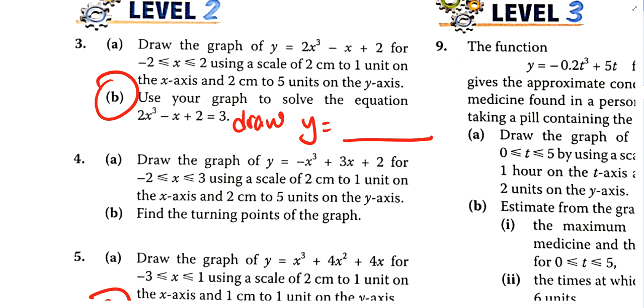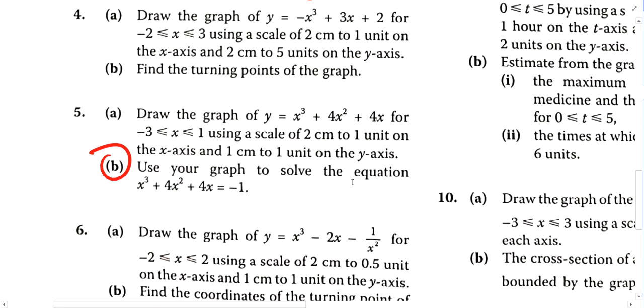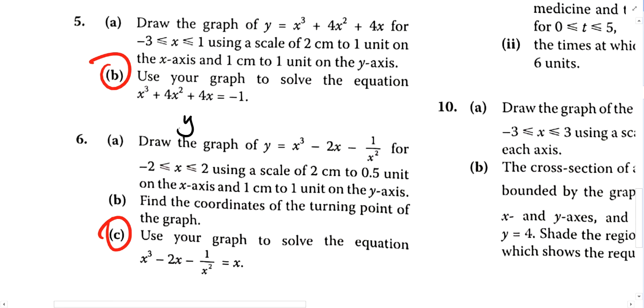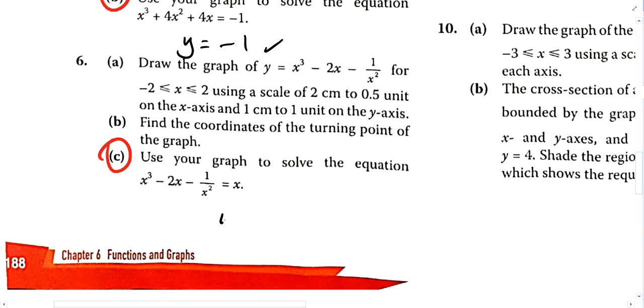But what should we be drawing? Y equals to 3. Okay, next. Draw the graph of y equals to -1. Okay. Part C. What should we draw? Y equals to x. Okay.